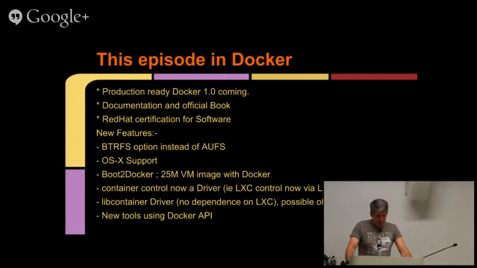Some of the new features they've added: they're now basing the images off BTRFS as an option instead of AUFS. Not all Linux kernels are built to support AUFS, so this is a big part of making it more universal. They've also added support for OS X, so if your software delivered by a Docker image runs in Linux, it'll run in OS X as well. And they've done a VM image called Boot to Docker. It's a 25 megabyte Linux distro that's pretty much just a CD ISO image. You boot your VM off that, and it'll automatically mount another hard drive if you've got one configured onto your VM. All the software and Docker images will be stored on the hard drive, and you don't have to worry about setting up a Linux box anymore.